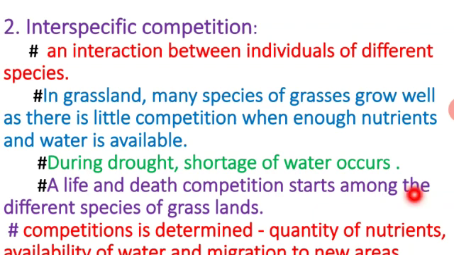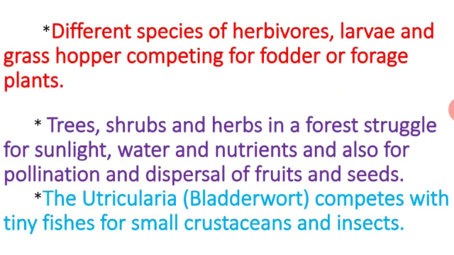This competition determines the quantity of nutrients, availability of water, and migration from one place to another. Next, different species of herbivores will be found there, for example larvae as well as grasshoppers, and they will compete for fodder. Trees, shrubs, and herbs are found in forest areas, and they need sunlight, water, nutrients, pollination, and dispersal of fruits as well as seeds.